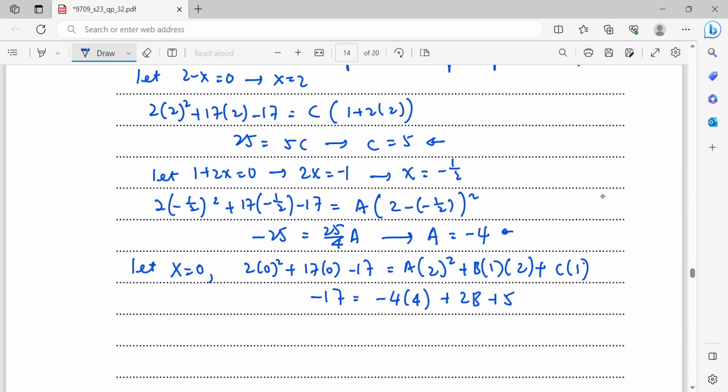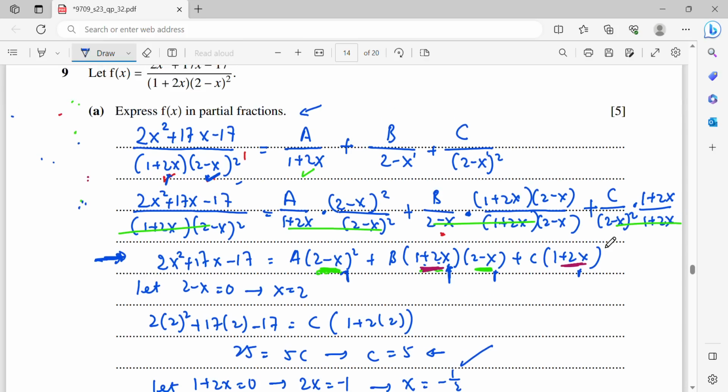So from here, this is going to be negative 16 plus 5 plus 2b equals negative 17. So negative 16 plus 5 is negative 11. So you move the negative 11 to the left hand side, it becomes negative 17 plus 11. So you get negative 6 on the left hand side. So negative 6 equals 2b means that b is going to be negative 3. Alright, so once you have found these three unknowns, then you just rewrite your partial fractions.